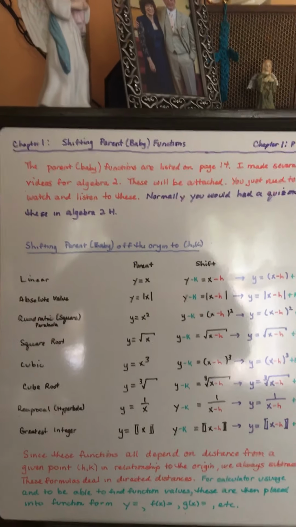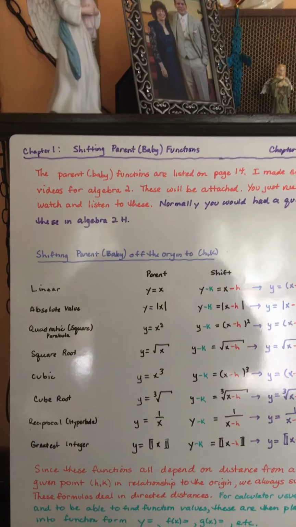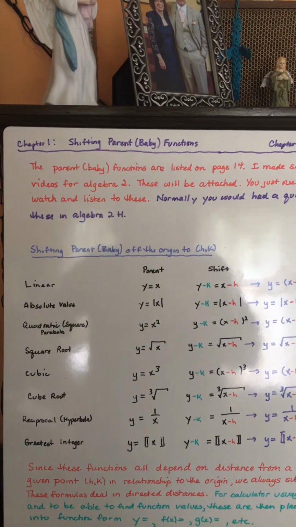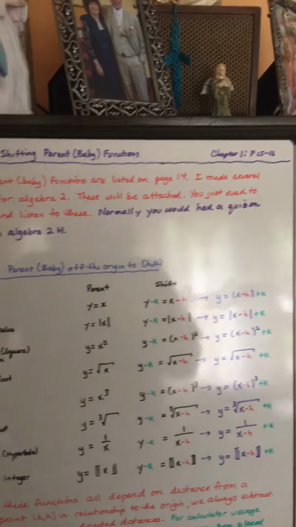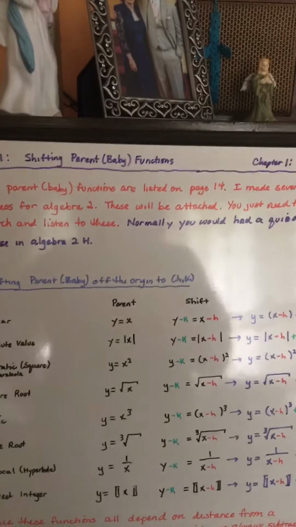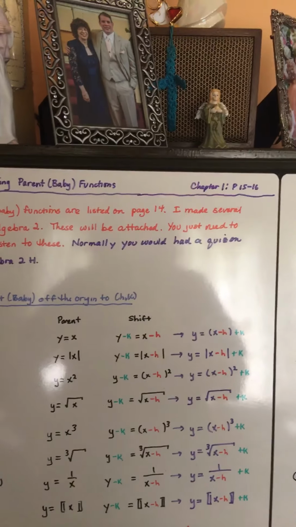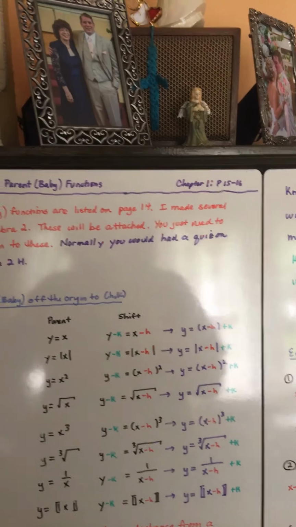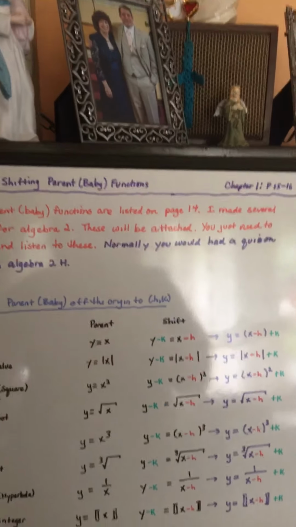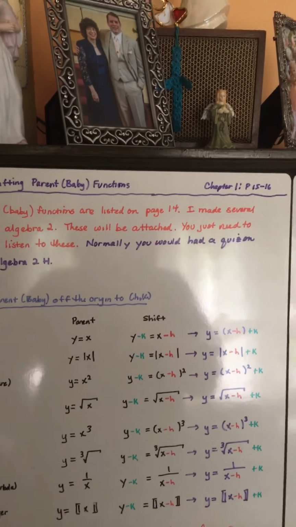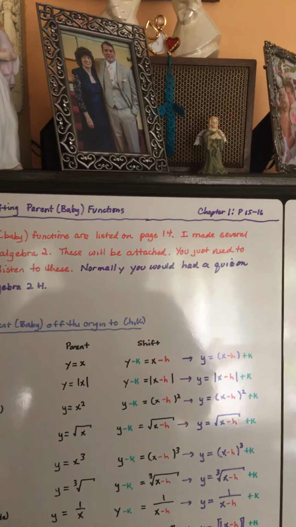Okay, we're now ready to deal with the transformations, that is the shifting of the parent or baby functions. These are on pages 15 and 16. The parent and baby functions are listed on page 14 of the Chapter 1 notes. I've made several videos for Algebra 2 explaining these in absolute detail. I will attach these videos if you choose to watch them.